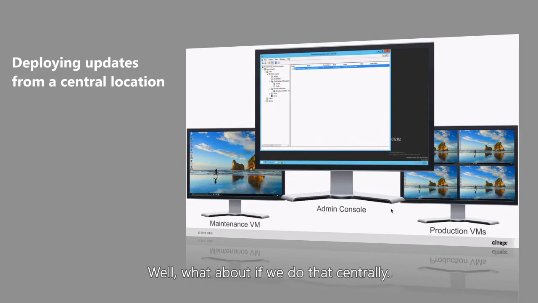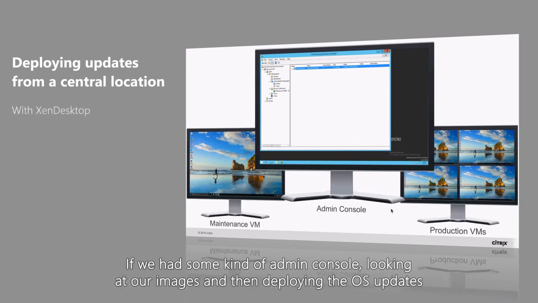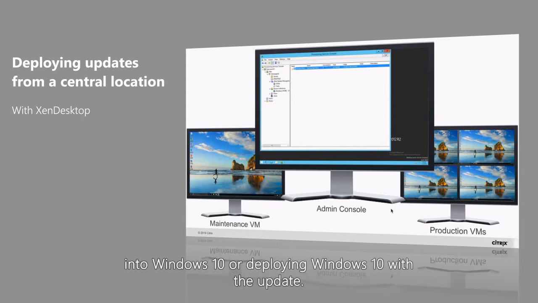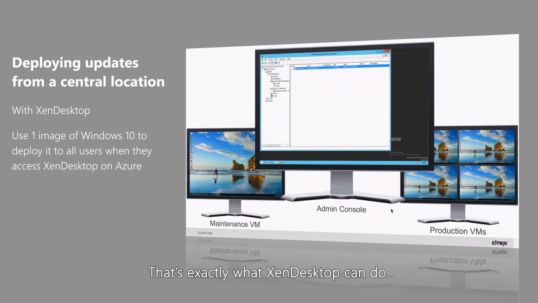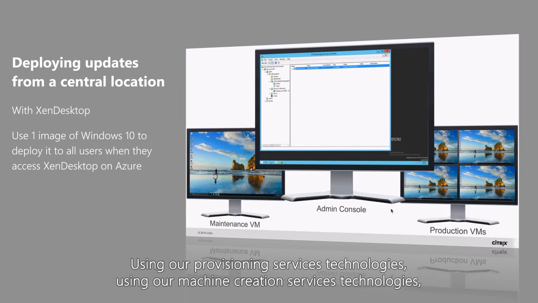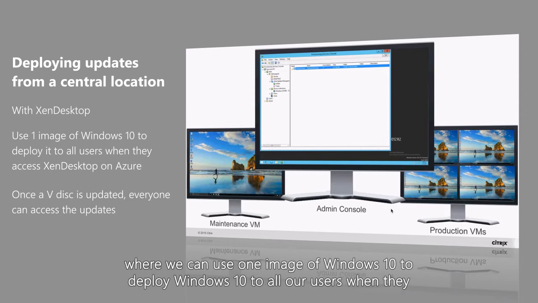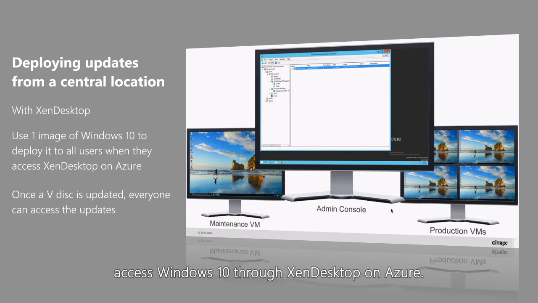Well, what about if we could do all that centrally? If we had some kind of admin console looking at our images and then deploying the OS updates into Windows 10, or deploying Windows 10 with the update, but we only have to do it once and everyone gets access to it. Well, that's exactly what XenDesktop can do, using our provisioning services technologies, using our machine creation services technologies, where we can use one image of Windows 10 to deploy Windows 10 to all our users when they access Windows 10 through XenDesktop on Azure.